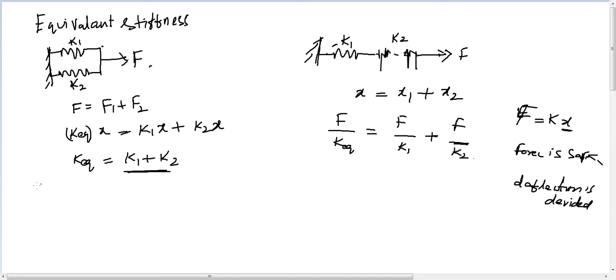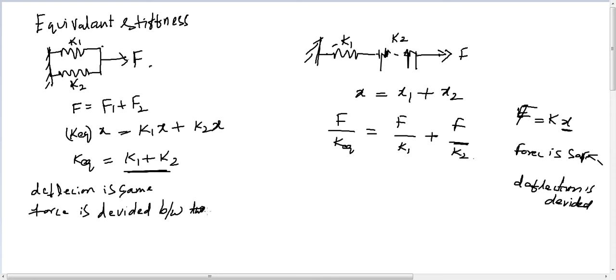But here if you see, the deflection is the same, but the force is divided as F1 F2 between the two springs, okay. So F will be cancelled here, and the K equivalent is nothing but K1 K2 by K1 plus K2.